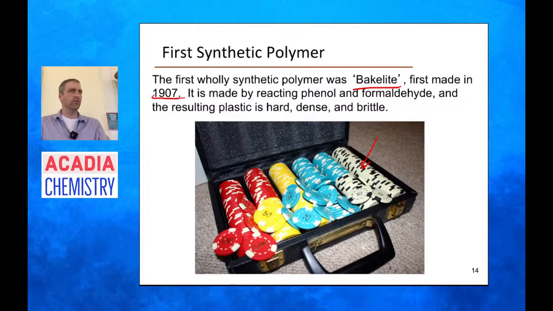If you think of a poker chip and how heavy and hard it is, the original poker chips were made out of clay, which was fine, except if you dropped a clay poker chip, it could break. Whereas Bakelite is very hard, very durable, and you could throw it as hard as you could against a cement wall and it's going to bounce right off. It was also used to make dishes, not pots. You couldn't heat this or it would melt, but things like dishes or glasses or cups, that kind of hard, dense, brittle material.